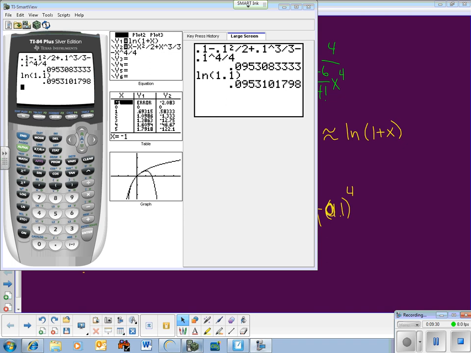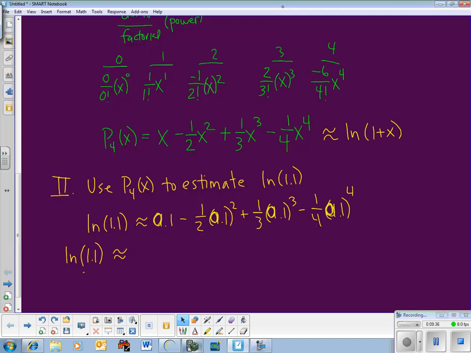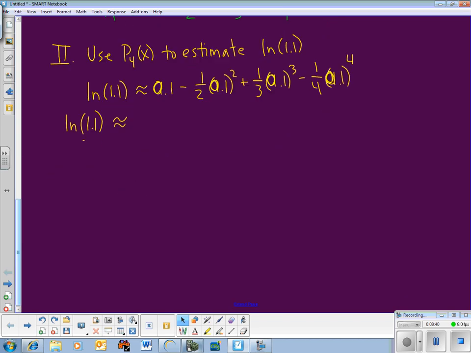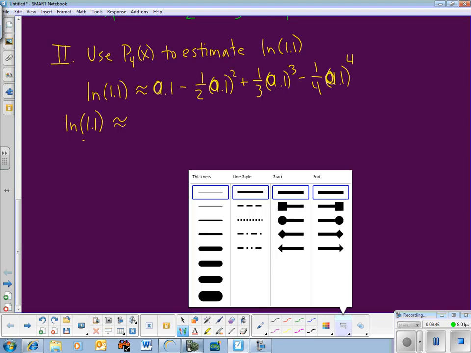So here's the big question of the day. How close is any polynomial that we use? How close to the actual value is it? You're going to see some similarities between this and our alternating series stuff. Let's start with the formula.